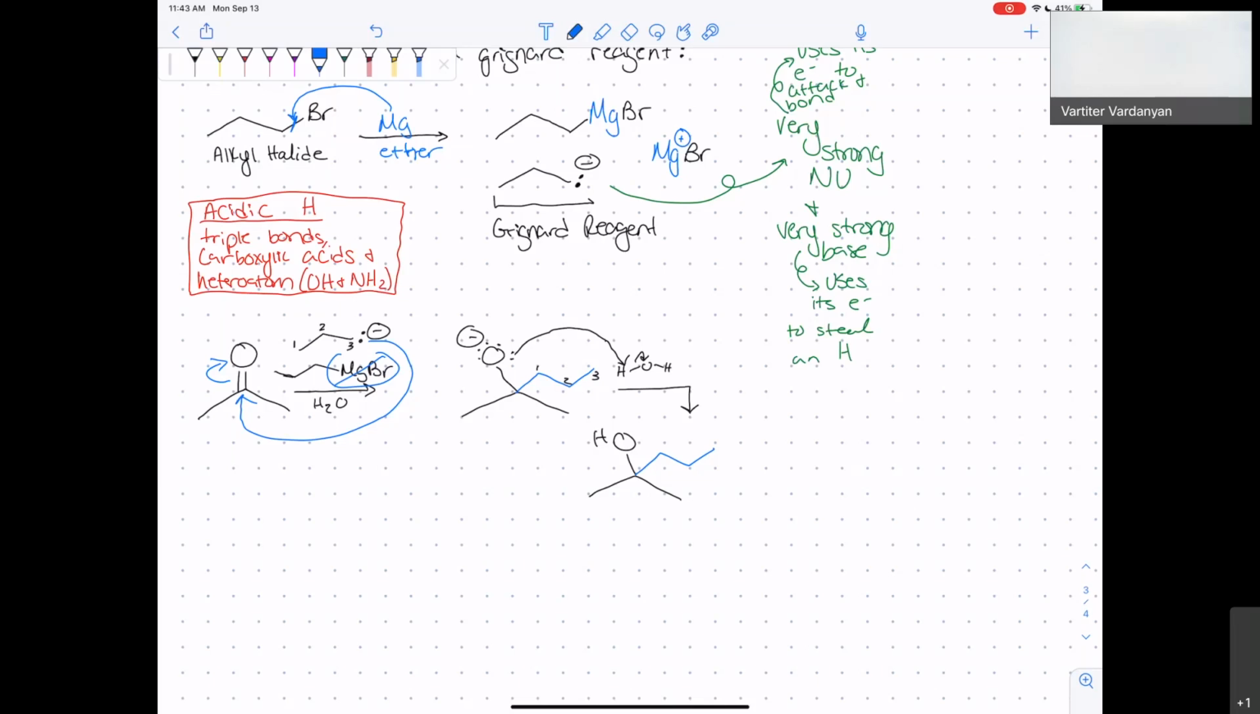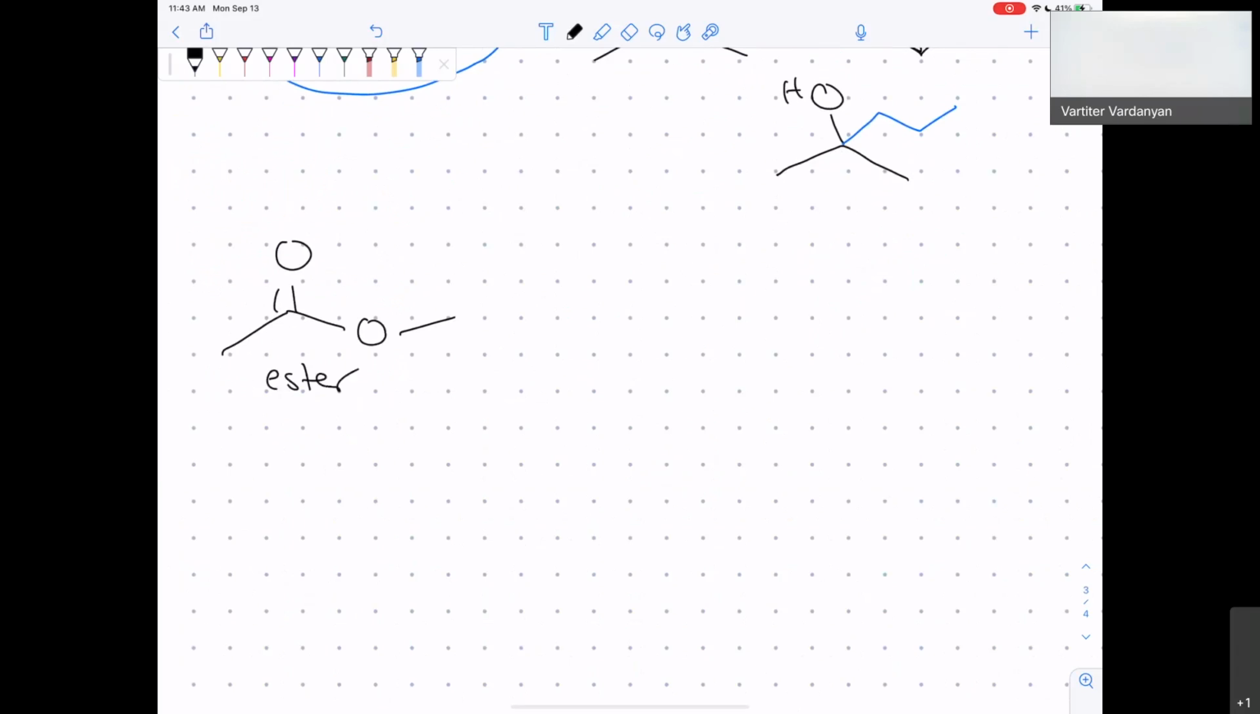Okay, so what if we did have a leaving group? Let's say we have an ester, and let's use, just for funsies, this one. So this is again our Grignard reagent. So what is the first step going to be?